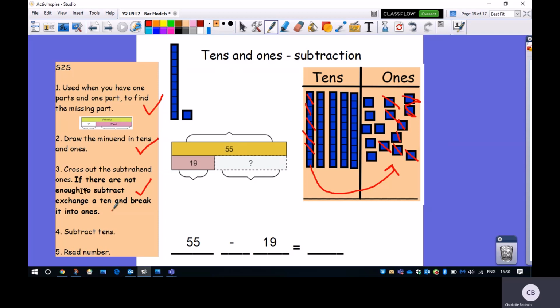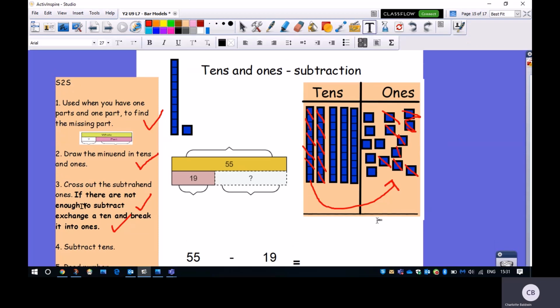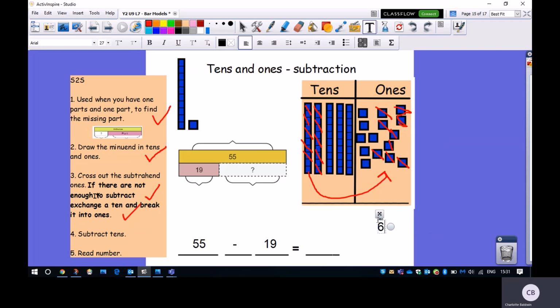I've subtracted the ones. Now I need to subtract the 10s. How many 10s are there in 19? Just 1, so I subtract 1 10. Okay, now I need to work out what's left. So how many ones have I got? 1, 2, 3, 4, 5, 6. I've got 6 ones. I've got 1, 2, 3 10s. And I'm only counting the ones that I haven't crossed through. Okay, and that number, 3 10s and 6 ones, is the same as 36. Done.